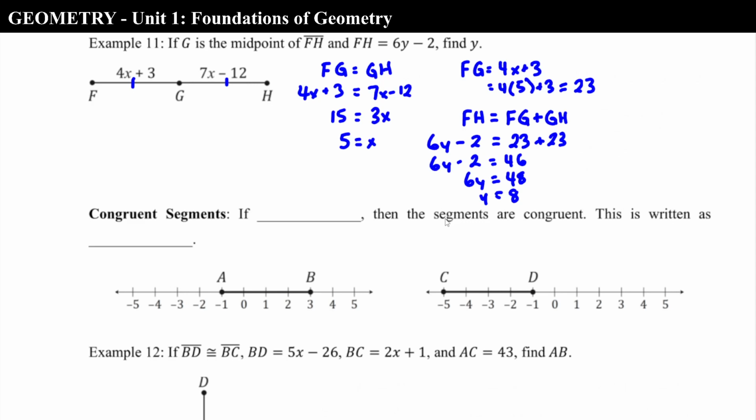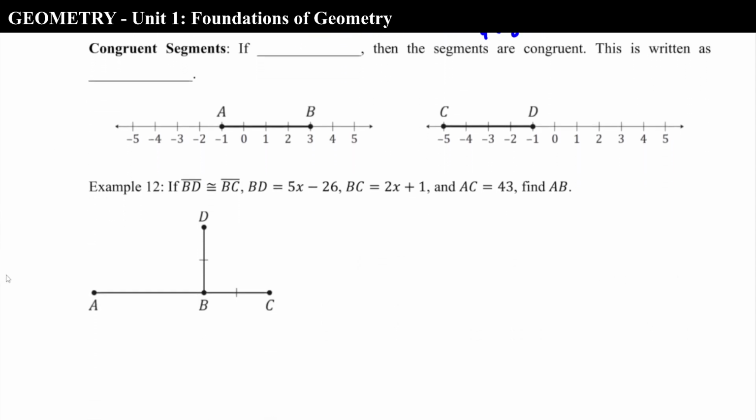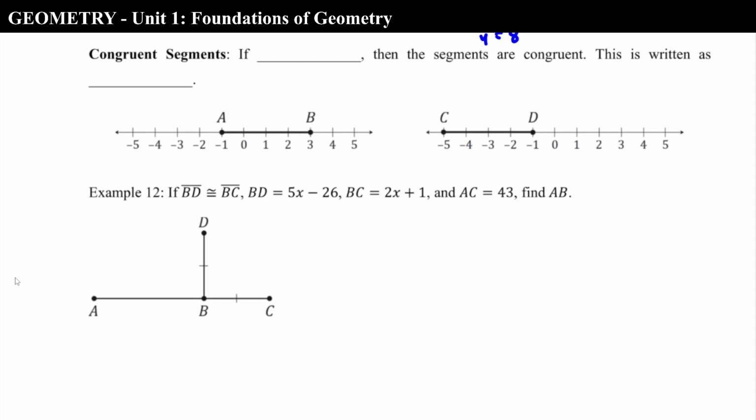We're going to take an offshoot on this now and talk about congruent segments. So if AB equals CD, then the segments are congruent. If the length of AB and the length of CD are equal to one another, then they are congruent. That's the term that we use for this, okay? That's what we had with our two segments when we bisected with that midpoint. This is written as segment AB is congruent to CD.